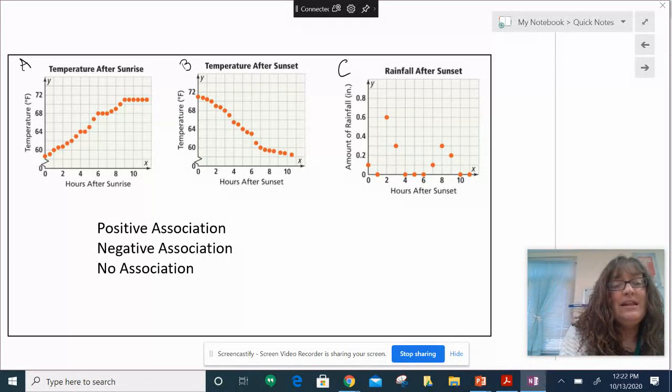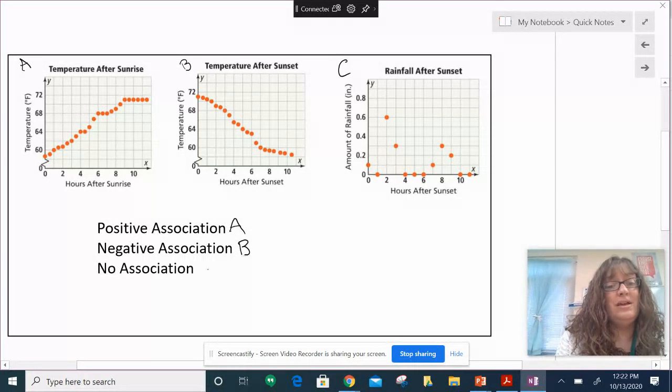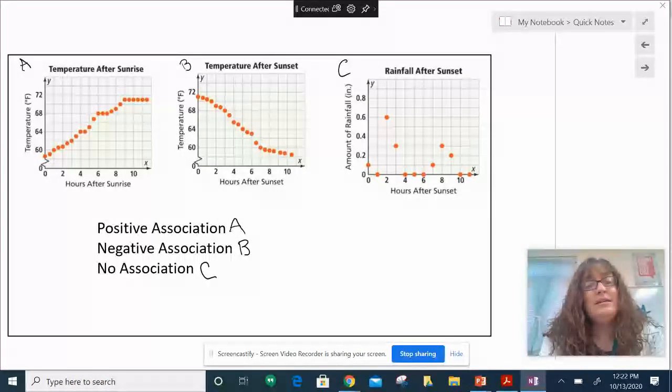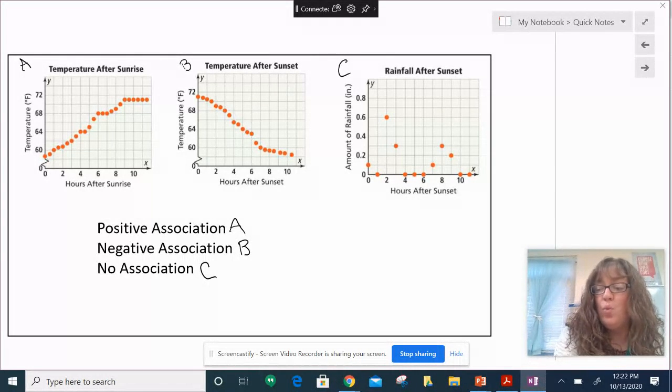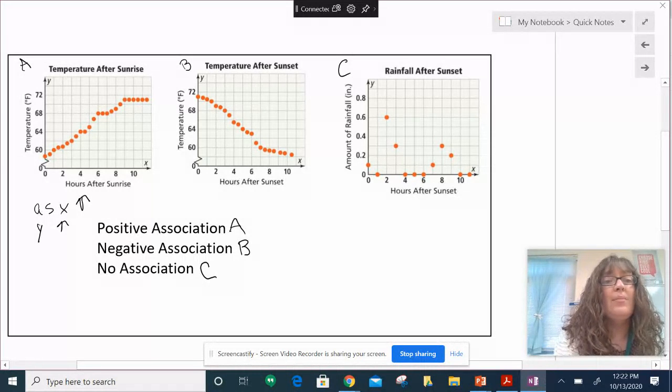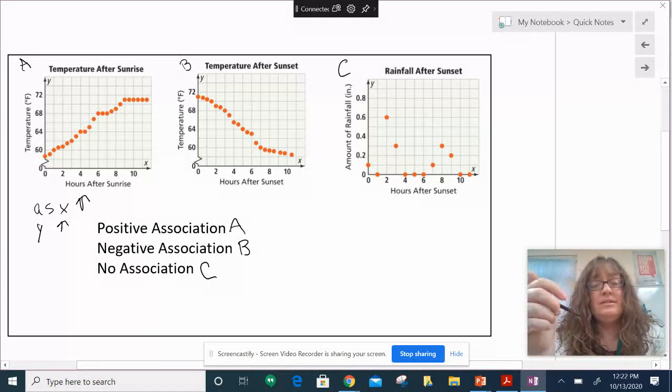So if you said that A is the positive association, B is the negative association, and C is the no association, you're exactly right. They're right there in order. And the way that we can tell is that a positive association means as the x value increases, the y value also increases. So as I get further and further after sunrise, the x value increases, and I'm also getting higher and higher in temperature. So they're both increasing at the same time.